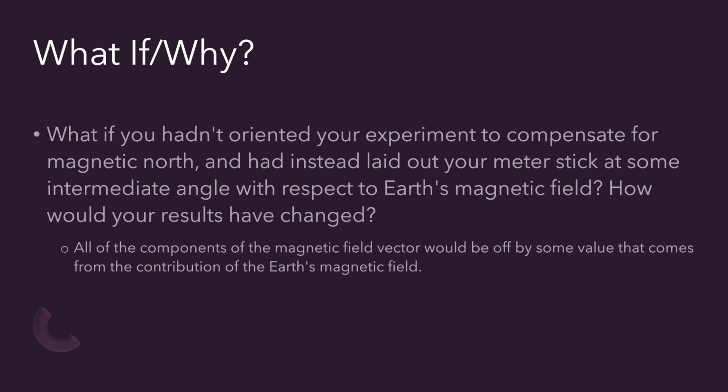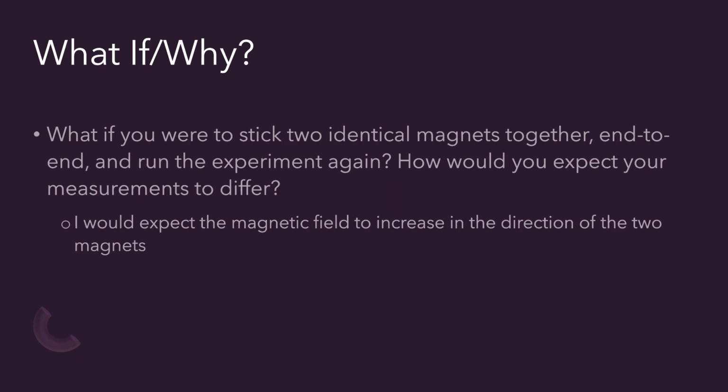And for our what-if questions: what if you hadn't oriented your experiment to compensate for magnetic north? Well, all of the components of the magnetic field vector would be off by some value that comes from the contribution in each direction of the Earth's magnetic field. And what if you were to stick two identical magnets together end to end? Well, I would expect the magnitude of the magnetic field to nearly double, basically, and we know it would increase in the direction of the two magnets.